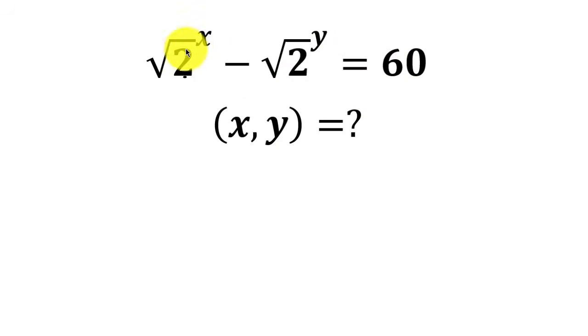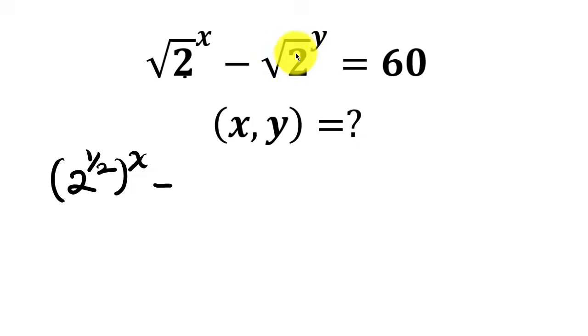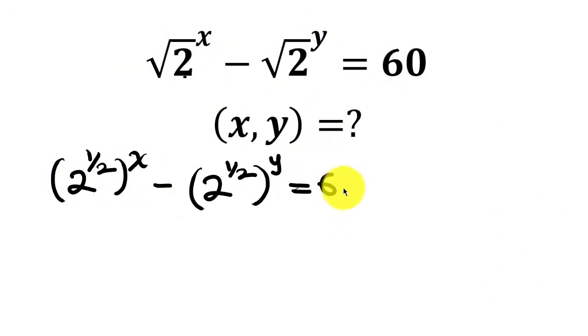Well, our first step will be for us to write the square root of 2 in the form of an exponent. So the square root of 2 is the same as 2 to the power of half, and this is raised to power x. So I'm going to be raising this to power x minus, we'll do the same thing here. The square root of 2 is the same as 2 to power half, and we'll be raising this to power y. Good. And this is equal to 60.